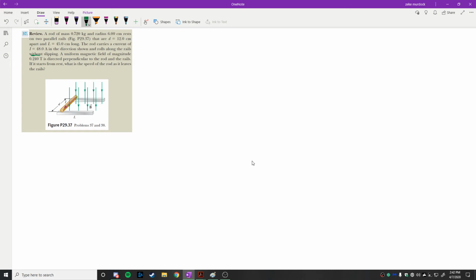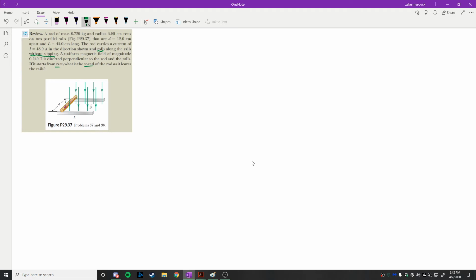Does that look like something you guys have heard before? Rolls without slipping? Yeah, there needs to be enough friction to make that happen. Yeah, exactly. And does it remind you of anything from Physics 1A? You were doing problems like this? All right, if not, we'll talk a little bit about that. A uniform magnetic field of magnitude 0.24 Tesla is directed perpendicular to the rod and the rails. It starts from rest. What is the speed of the rod as it leaves the rails?